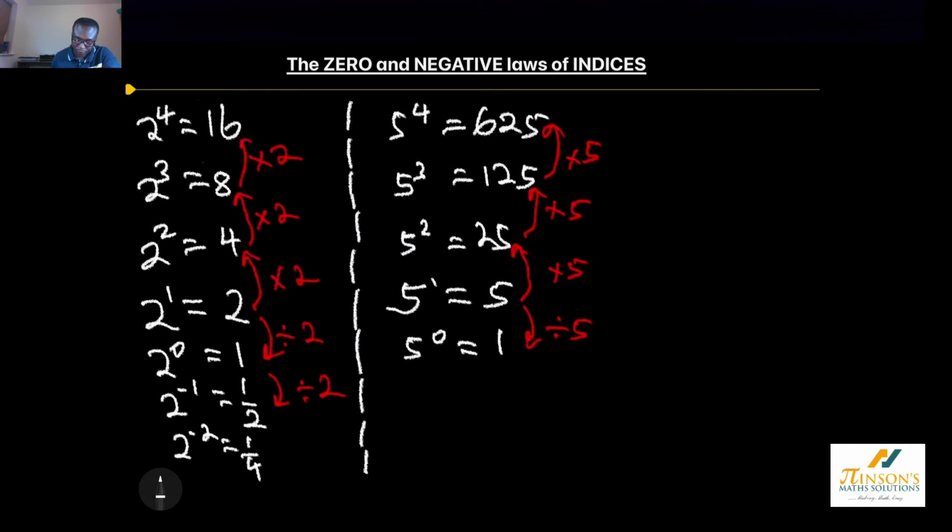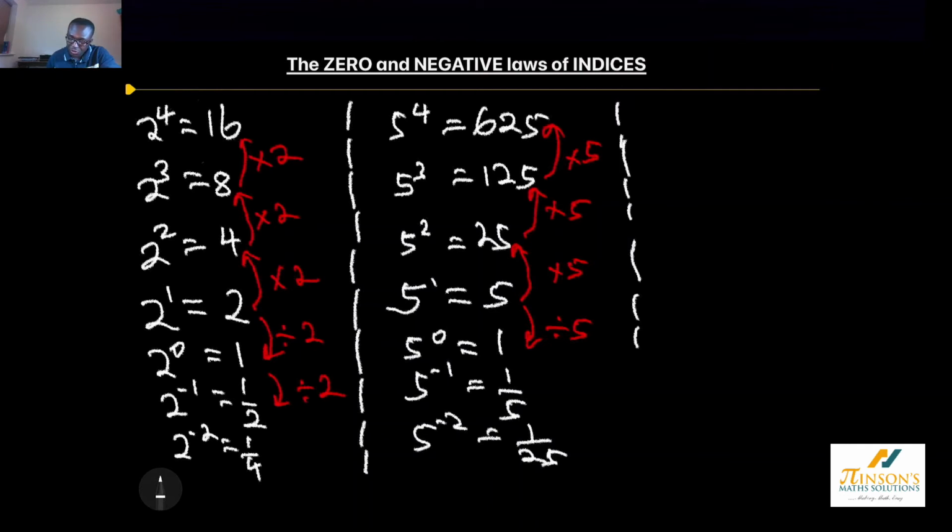Okay, and then we can also work out 5 to the minus 1 is 1/5, because we're going to divide by 5, and 5 to the minus 2 is 1/25. Okay, because we're dividing by 5 again, same pattern. Now that is also working.